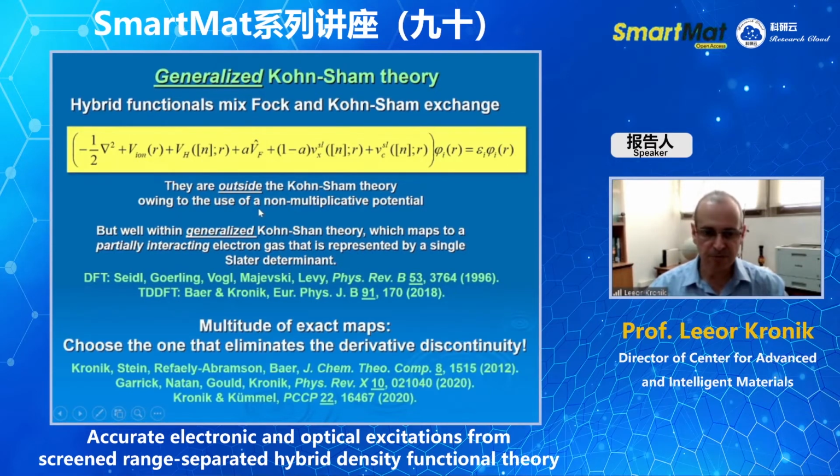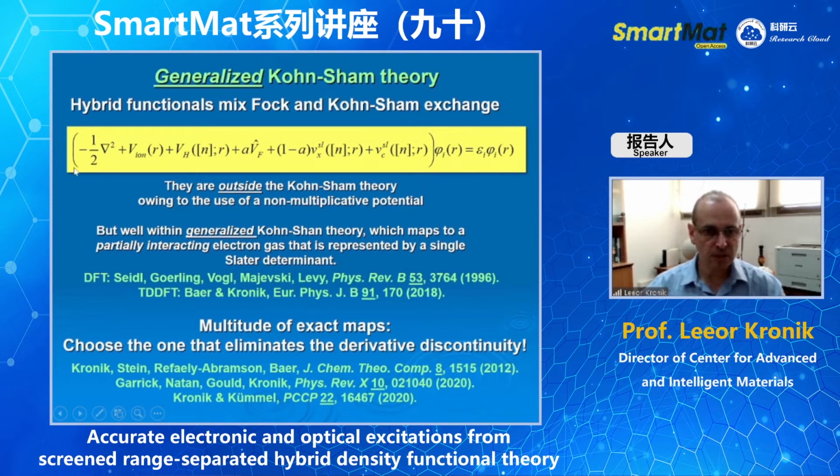The important thing for our purposes is that now there's more than one exact map, because it depends which partial interaction I'm using, which depends on how much Fock exchange I'm taking. So I should choose the one that I like. Which one will I like? I would like to choose one that minimizes this derivative discontinuity problem. What do I mean by that?